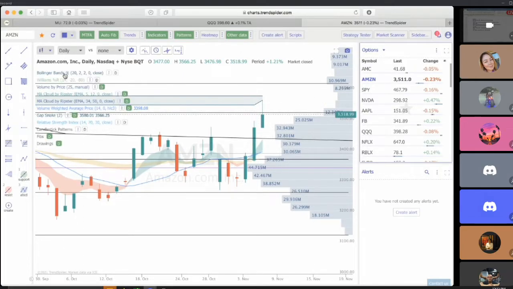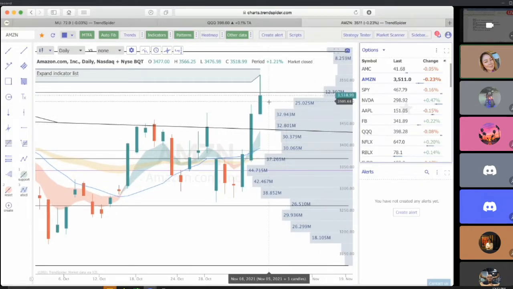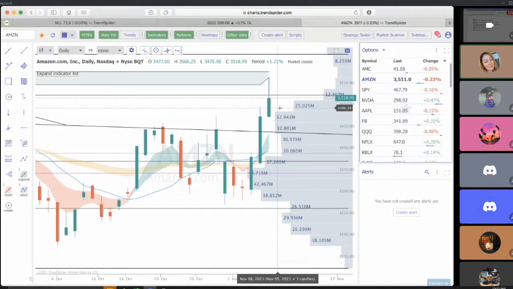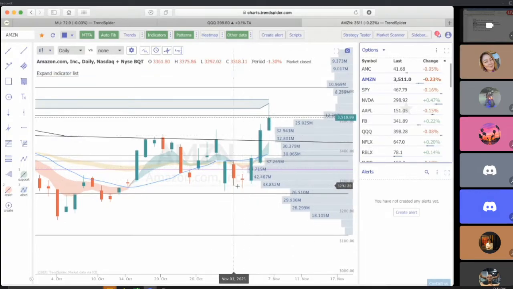Huge volume. The only thing I can think of, because I'm not bullish on Amazon, they had really bad earnings and there's a supply chain issue, is that Rivian is going IPO next week. I think that's one of the main catalysts, and that's why Amazon is super bullish. This is a daily. The minute it hit 3,300, it's just printing green candles.